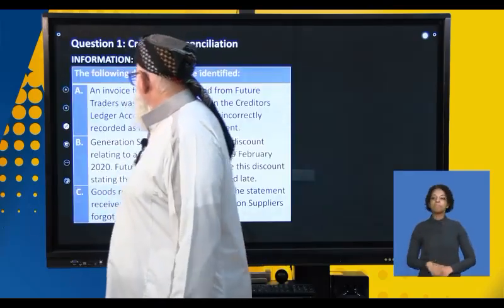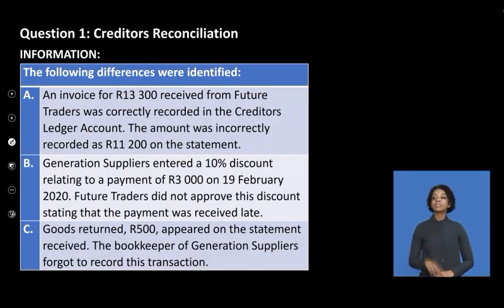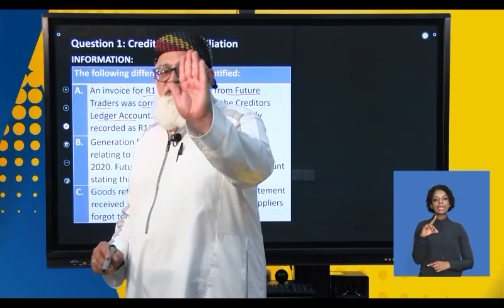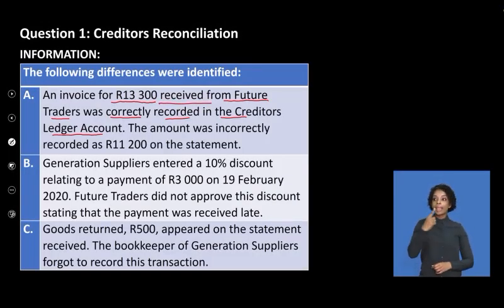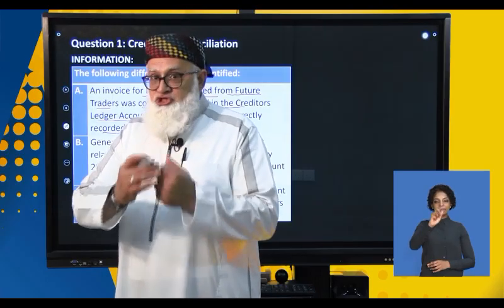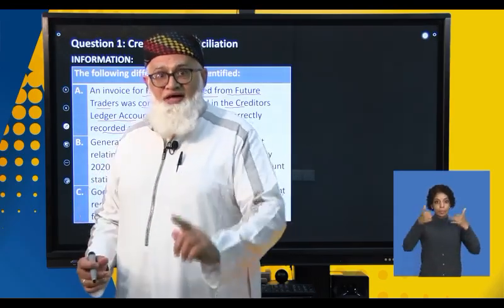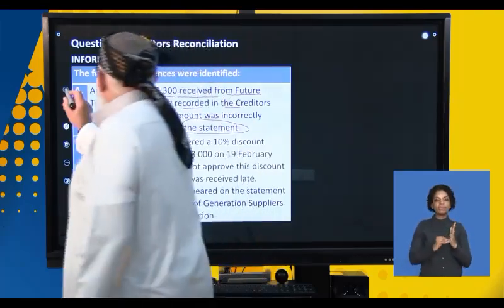Okay, what are we told? We are told that an invoice of 13,300 received from Future Traders was correctly recorded in the creditor's ledger account. Right, immediately you can see the creditor's ledger account is correct. You are told that was correctly recorded. The amount was incorrectly recorded as 11,200 on the statement. So immediately you tell yourself, the error is not in our records, the error is on the statement. So how do we deal with that?